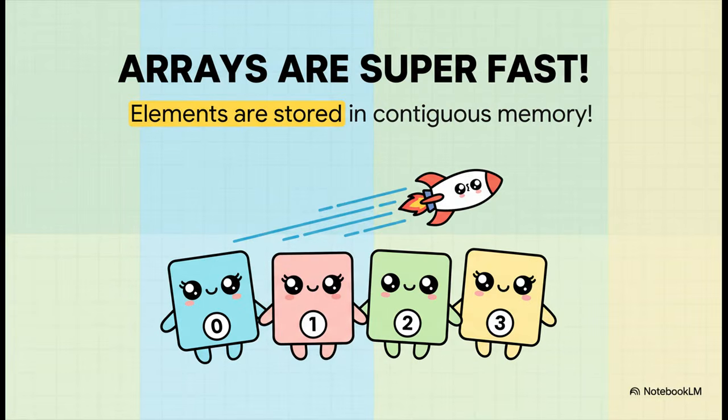So ever wonder why arrays are so zippy? It's all about this idea of contiguous memory. Basically, all the elements are stored right next to each other, one after the other. It's like houses on a street, all with consecutive addresses, 101, 102, 103. Because they're all lined up perfectly, the computer can jump to any element instantly. It's a fundamental concept they definitely expect you to grasp.